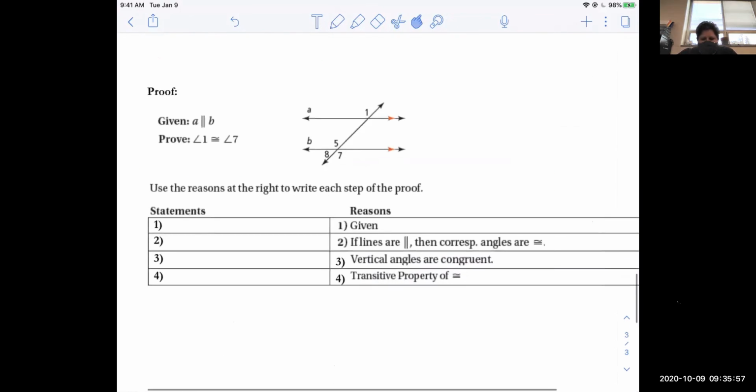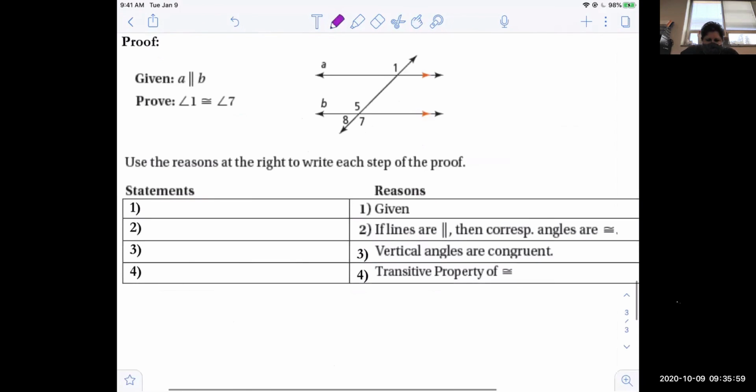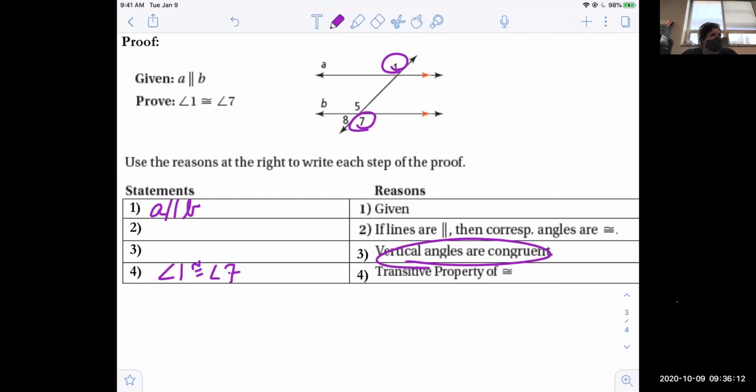Okay, this last proof, A is parallel to B, is given. We're trying to prove angle 1 is congruent to angle 7. So if we're trying to prove angle 1 is congruent to angle 7, and we're somehow using vertical angles along the way, what vertical angle are we using? Nyla, which vertical angle?